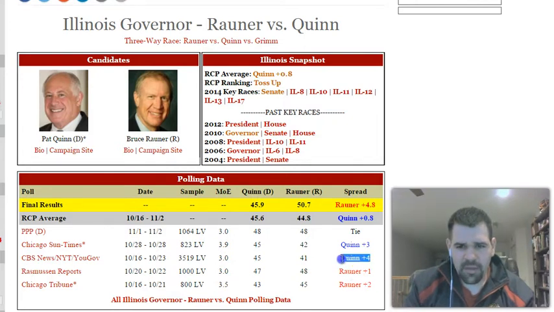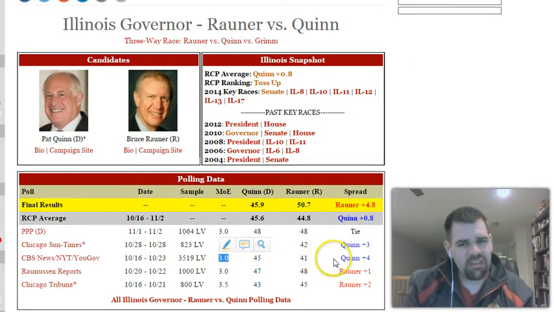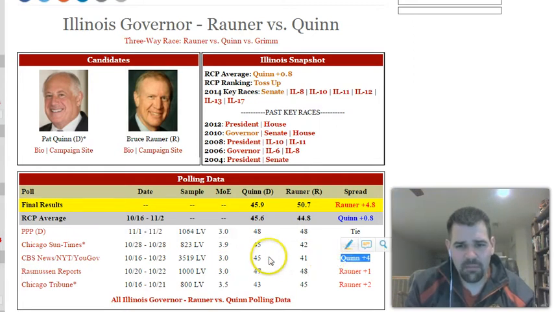Here, Quinn is up by 4, and the margin of error is 3. So we can say here Quinn has a slight lead of 1 point, but again, that's not a lot. And given that the margin of error is only a range, that's still pretty darn close to call. But this is the only poll where Quinn is actually leading beyond the margin of error.